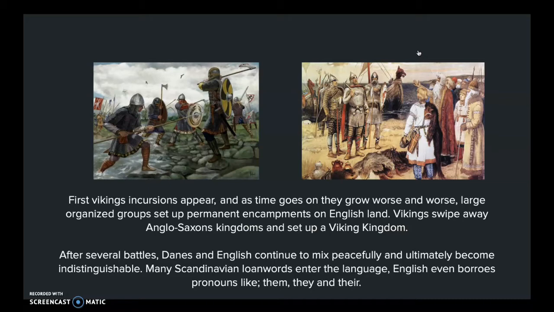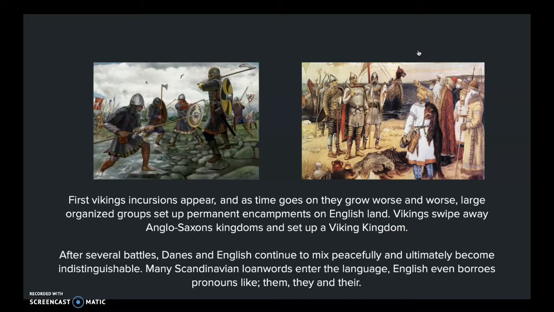After several battles, the Danes and the Norsemen continued to mix peacefully, and at some point they became indistinguishable, and many Scandinavian loanwords entered the language. Some of these words that were borrowed were regarding daily and domestic routines, and they also borrowed pronouns like them, they, and their.